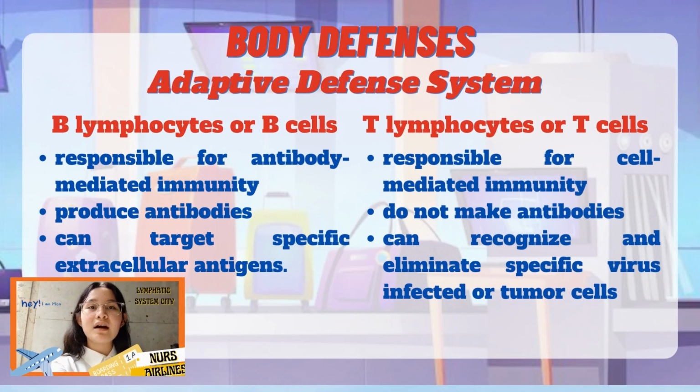B lymphocytes or B cells are responsible for antibody-mediated immunity, which involves the activation of B cells and secretion of antibodies when in contact with a pathogen. B cells produce antibodies that are used to attack invading bacteria, viruses, and toxins, and also can target specific extracellular antigens. Meanwhile, T lymphocytes or T cells are responsible for cell-mediated immunity that involves the destruction of infected cells by cytotoxic T cells or the destruction of intracellular pathogens by macrophages. It can recognize and eliminate specific virus-infected or tumor cells. Unlike B cells, T cells do not make antibodies.